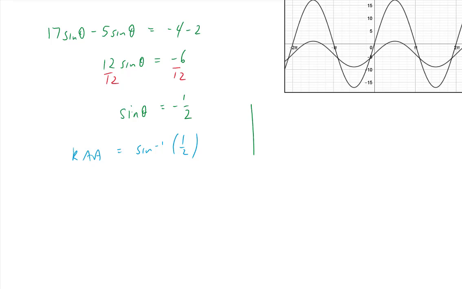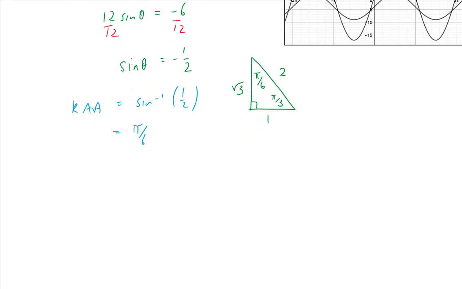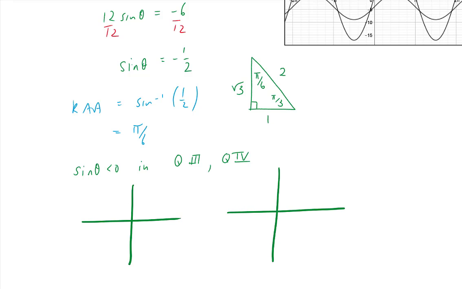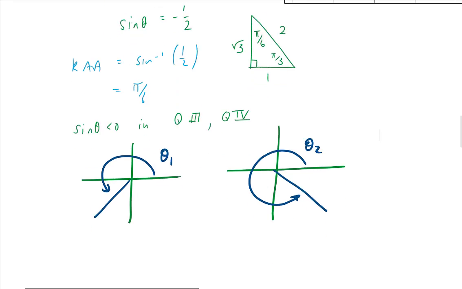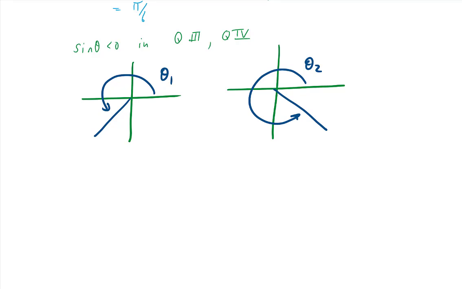Let's draw our special triangle. Sine is opposite over hypotenuse. So we have 1 over 2, which tells us that we are looking for the angle pi over 6. And there's the rest of that special triangle. Again, determine our quadrants. Since sine is negative, we're looking at quadrants 3 and 4. Remembering that our related acute angle is pi over 6, let's include that in our diagram.